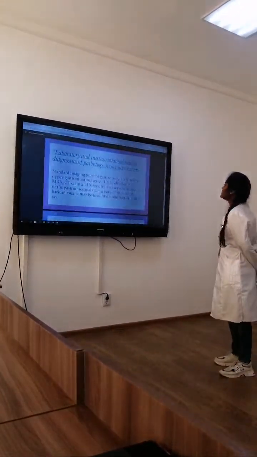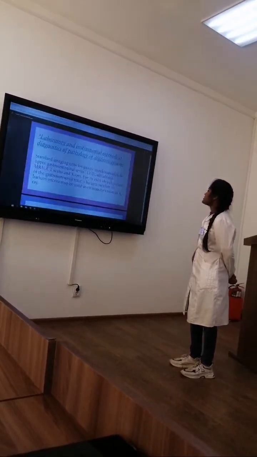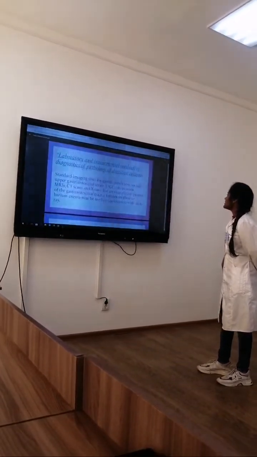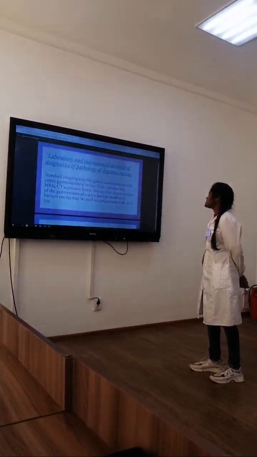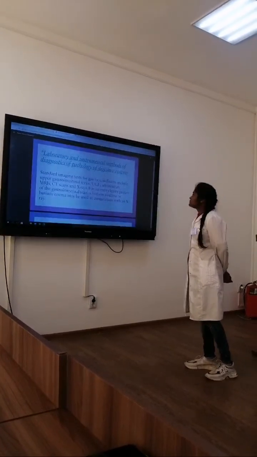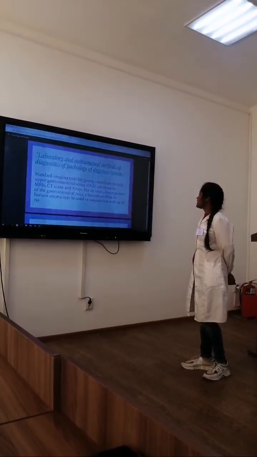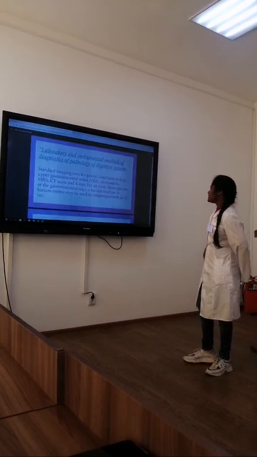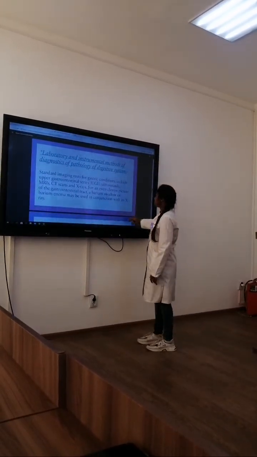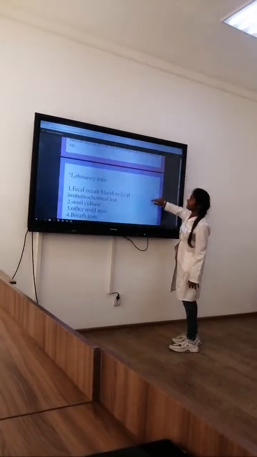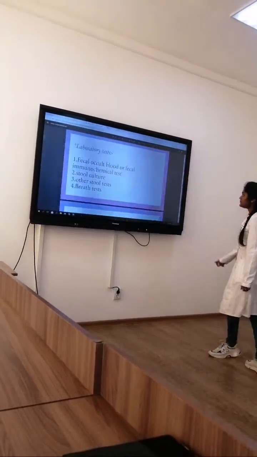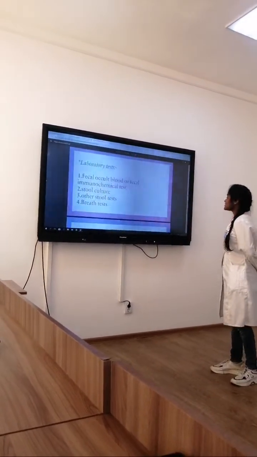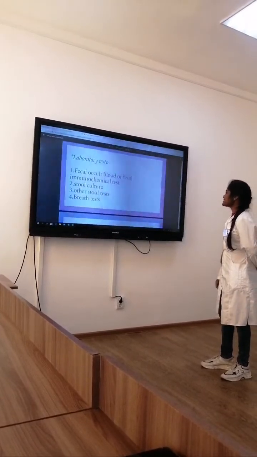Laboratory and instrumental methods of diagnosis of pathology of the digestive system. Standard imaging tests for gastric conditions include upper gastrointestinal series, ultrasounds, MRIs, CT scans, and X-rays for an even clearer picture of the gastrointestinal tract. A barium swallow or barium enema may be used for an X-ray. Laboratory tests: fecal occult blood, fecal immunochemical test, stool culture, other stool tests, breath tests.